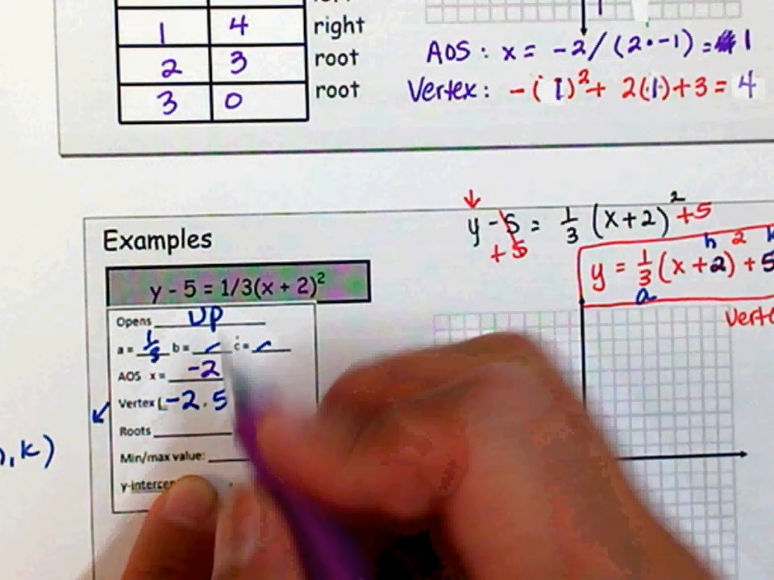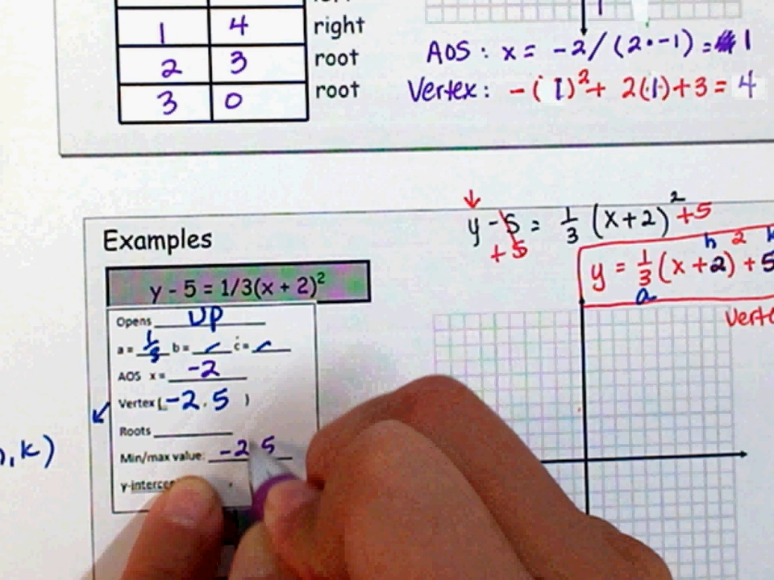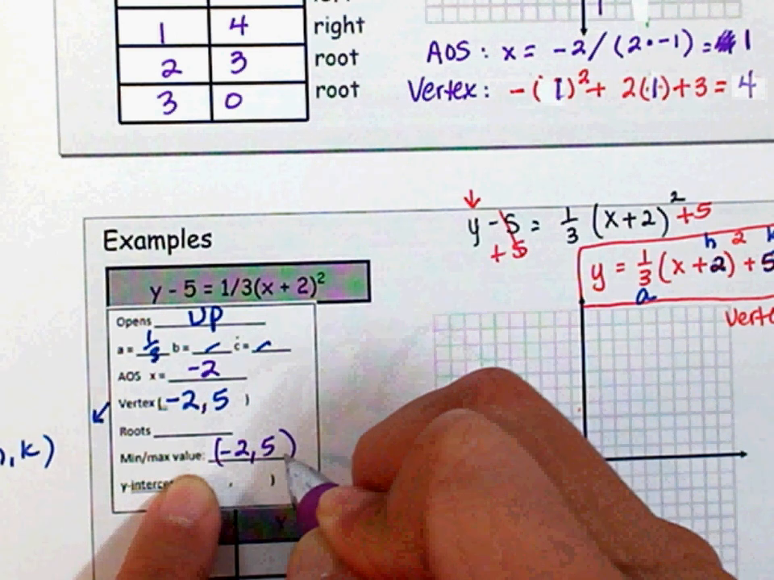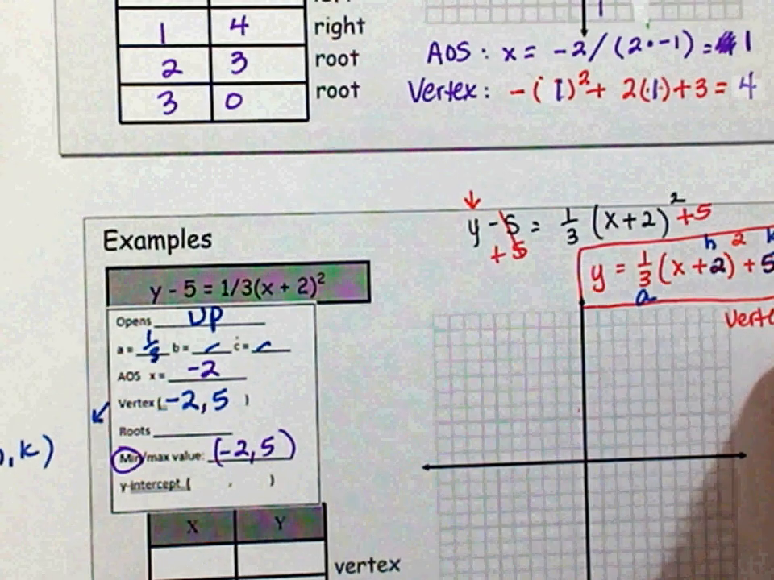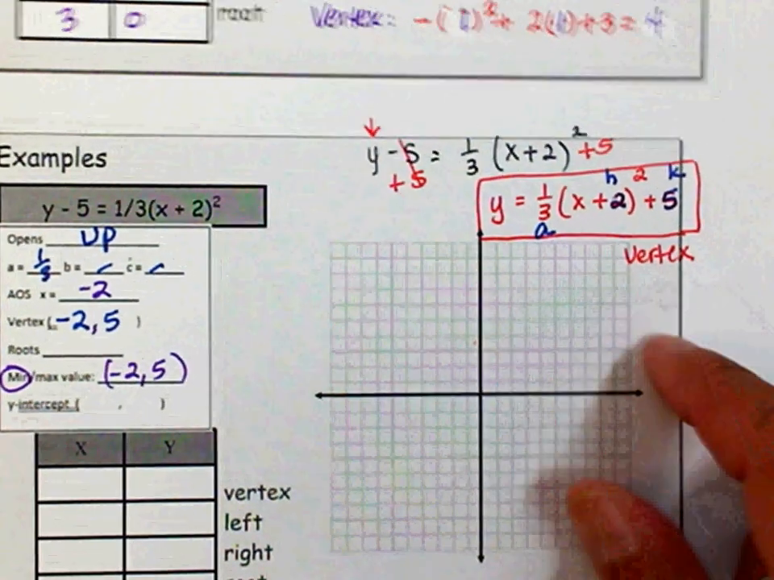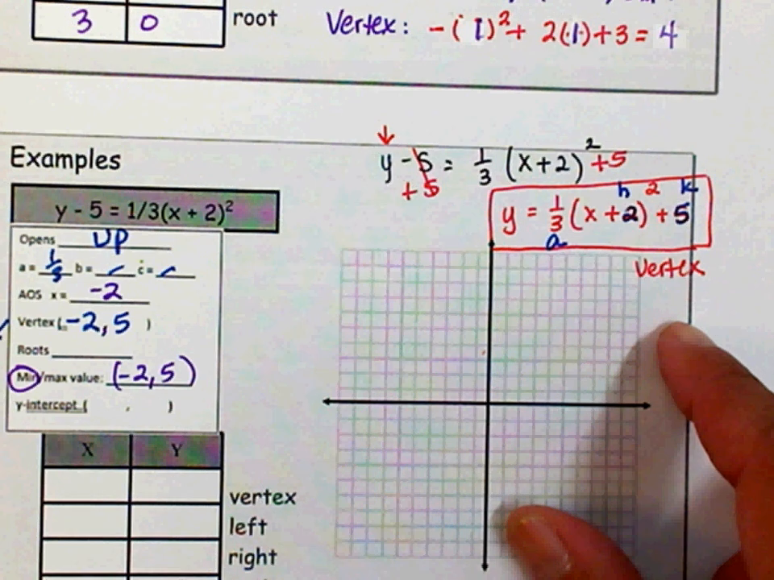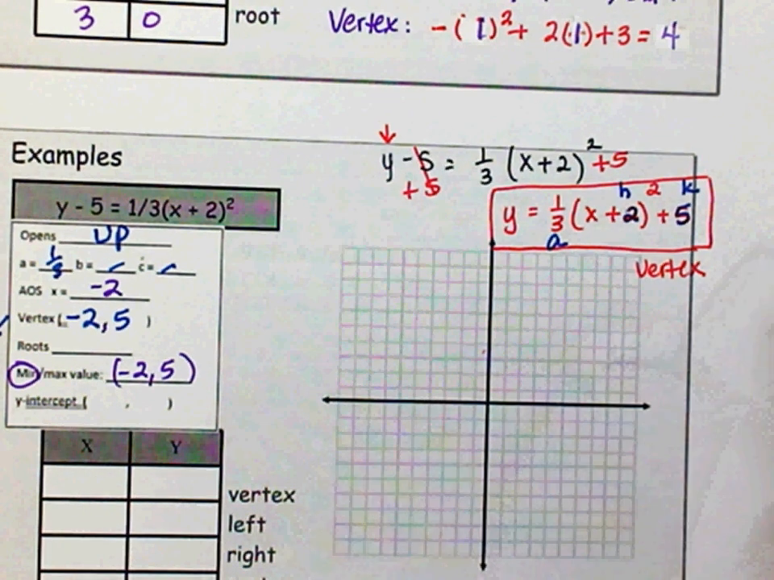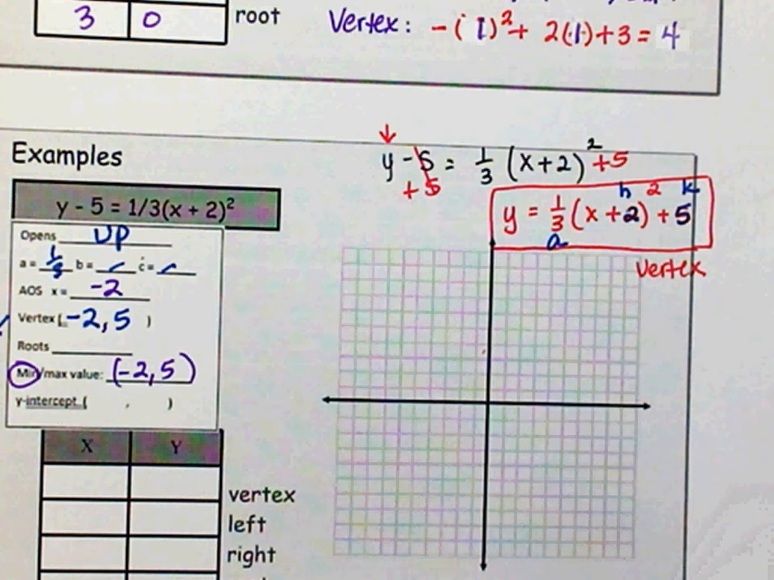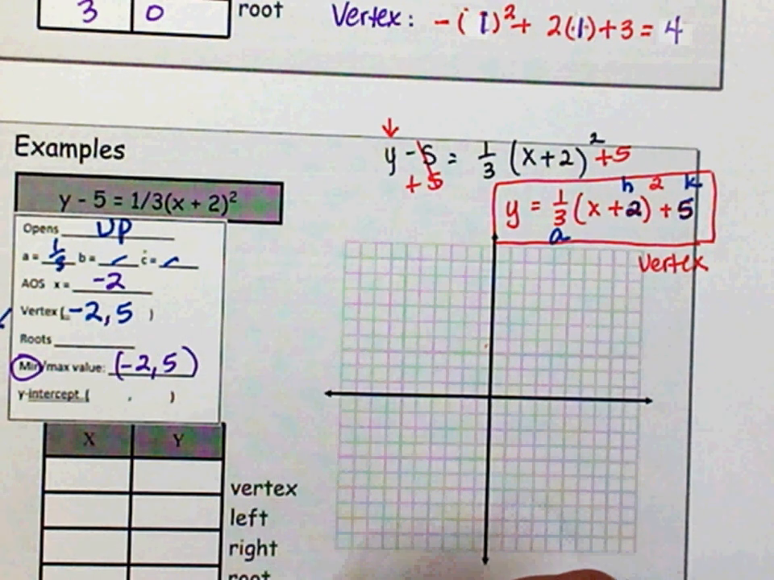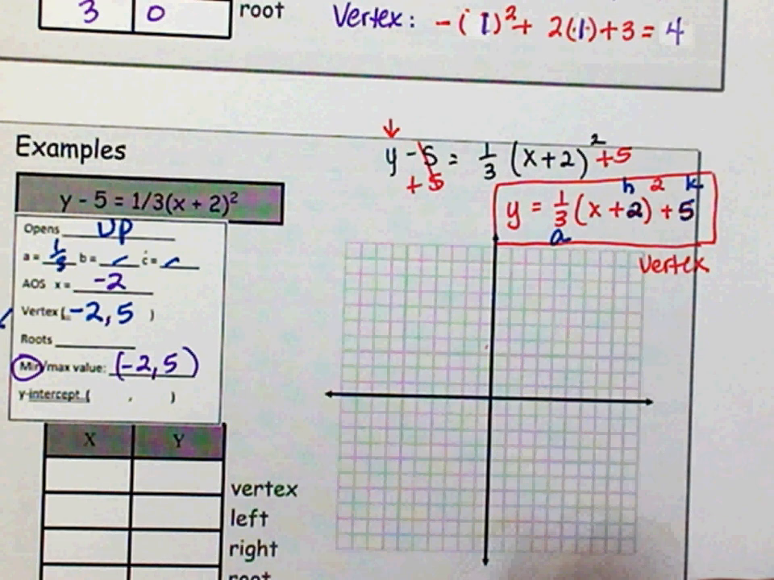So the vertex is also negative 2 and 5. It opens up, so it will be a minimum. And your y-intercept, you're not going to find it here. That's the only thing it doesn't tell unless you do the math. However, you could set x equal to 0 and it'll give you the y. Okay? So I'll tell you that in a little bit. All right. So here we go. Y equals 1/3 (0 plus 2) squared plus 5.